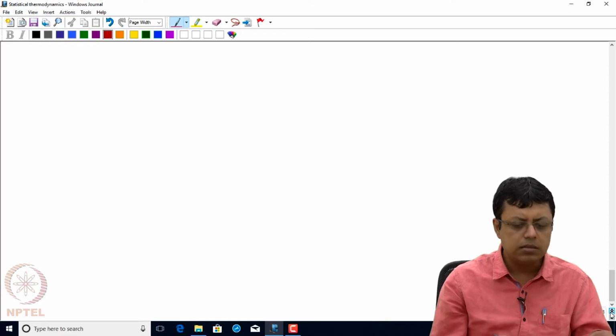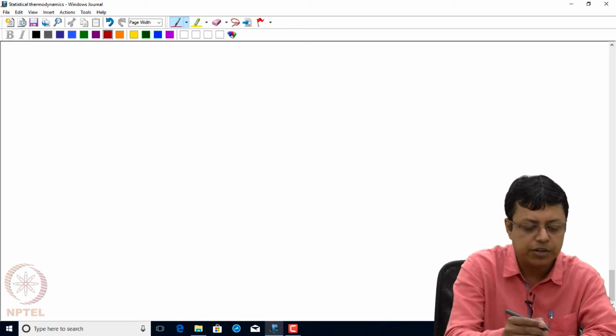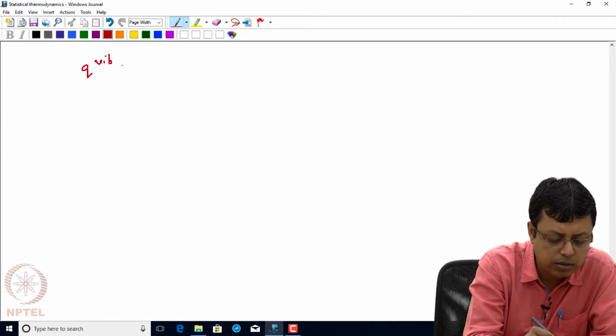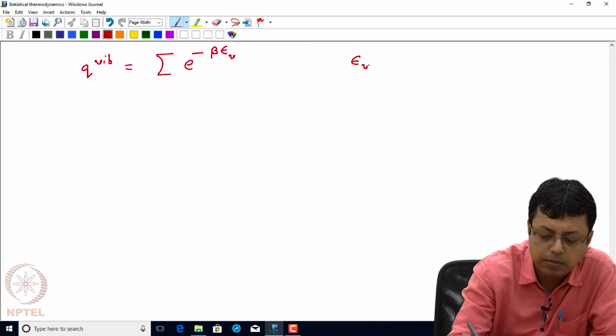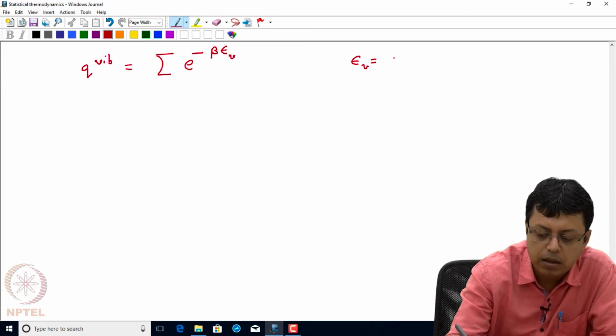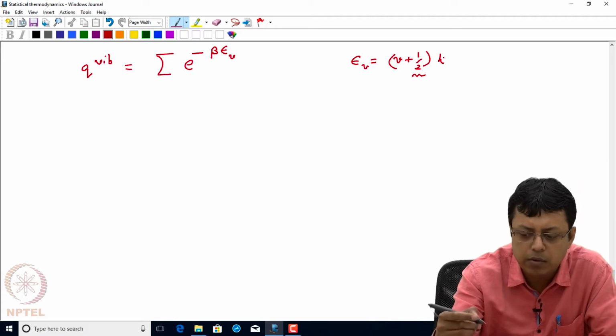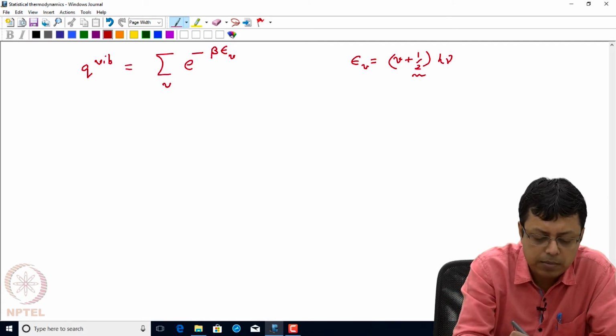Now let us talk about the vibrational partition function. So Q vibration is nothing but the sum over e to the power minus beta epsilon vibration. Now we know that epsilon vibration is nothing but V plus half, where V is the quantum number, and for vibration we have a zero point energy level, and we can write it as h bar omega, or h nu, whichever way you prefer, and the sum is taken over V.